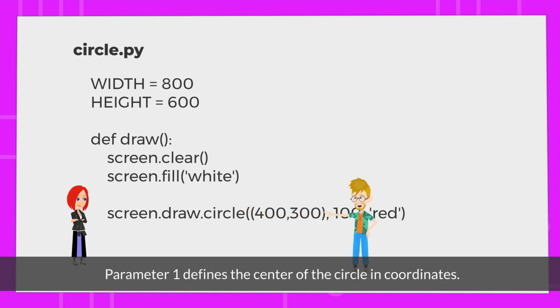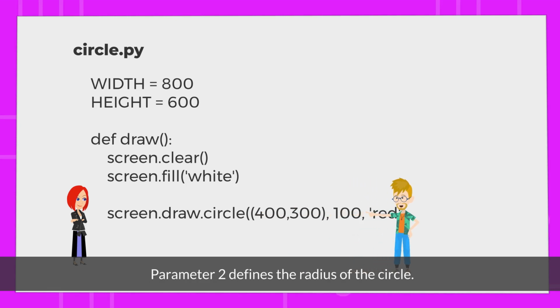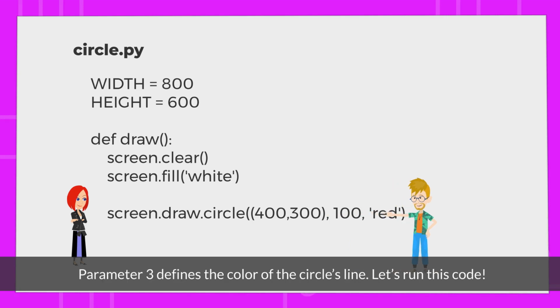Parameter 1 defines the center of the circle in coordinates. Parameter 2 defines the radius of the circle. Parameter 3 defines the color of the circle's line.